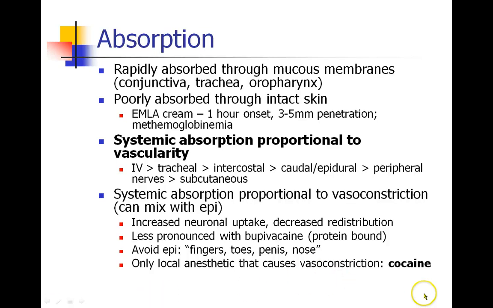There is one local anesthetic that causes vasoconstriction without the need for epinephrine, and that local anesthetic is cocaine. And you will see that used sometimes in ENT or neurosurgery rooms where they are going to be operating through the nose. And they will apply cocaine to the inside mucosa of the nose in order to cause vasoconstriction and decreased bleeding.